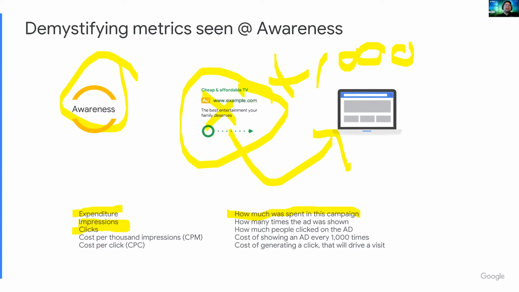Then sometimes you will hear certain terms like CPM and CPC. CPM stands for cost per 1,000 impressions.